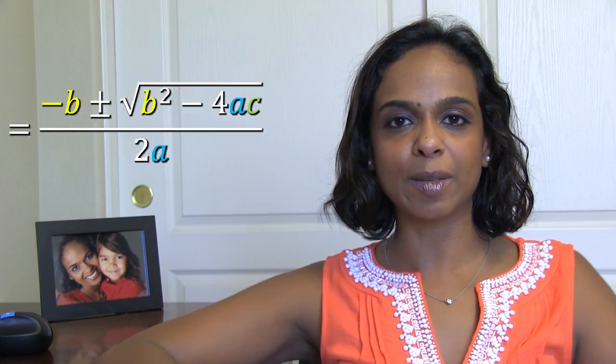Here's a fun song to remember the quadratic formula by, and it's sung to the tune of Pop Goes the Weasel. The quadratic formula is negative b plus or minus square root of b squared minus 4ac all over 2a. Now you try. The quadratic formula is negative b plus or minus square root of b squared minus 4ac all over 2a. One more time! Okay, maybe not.